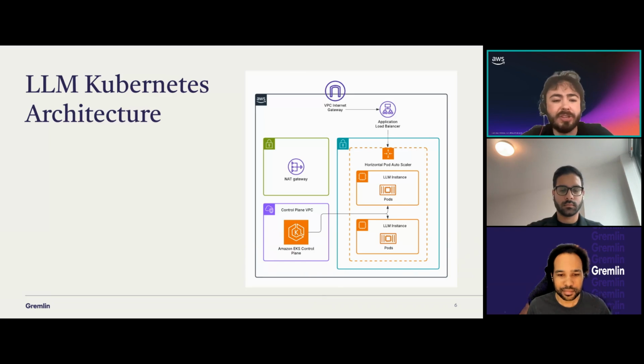So first, we have an application load balancer. This is the first entry point for requests. It routes traffic to the instances that are running large language models inside Kubernetes.